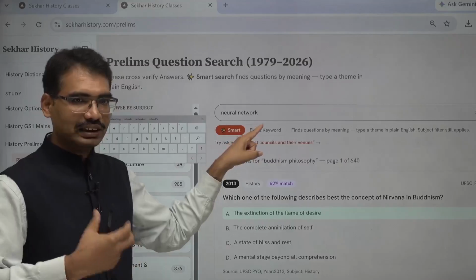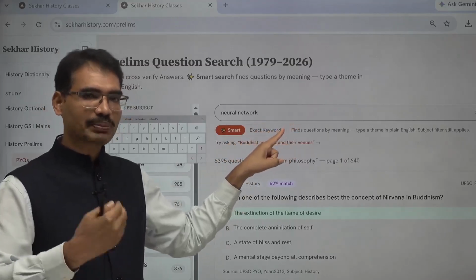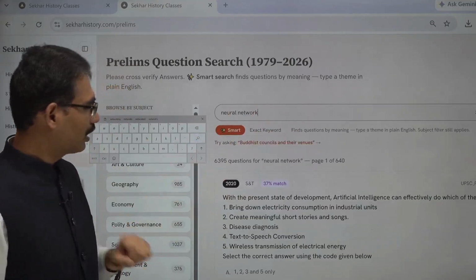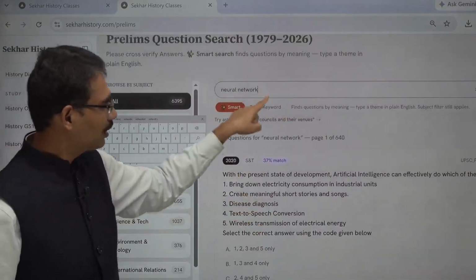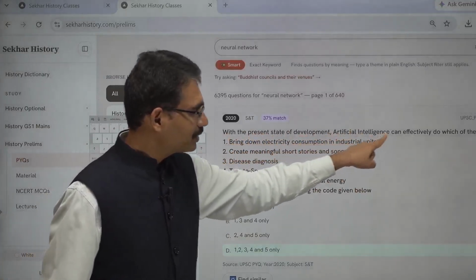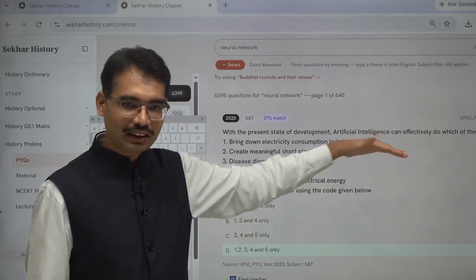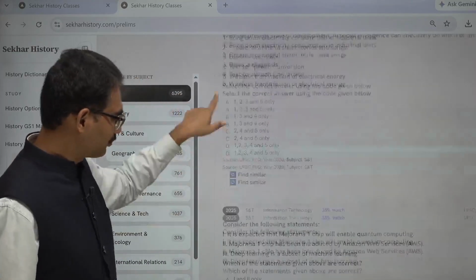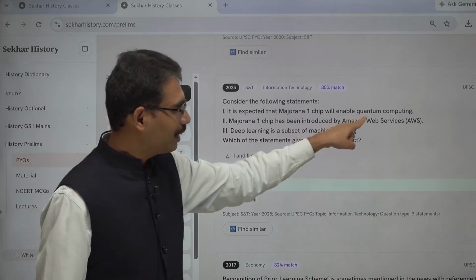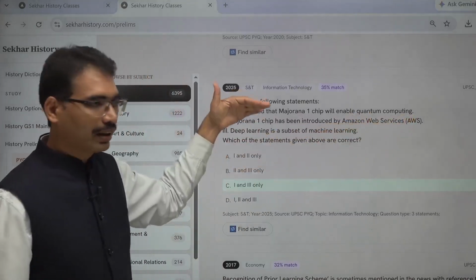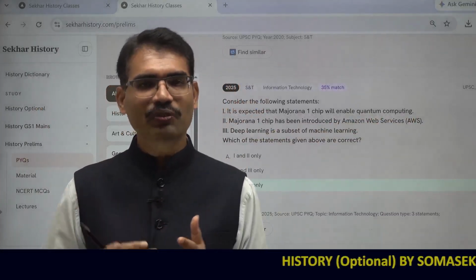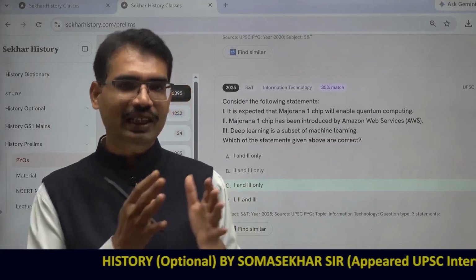Let us see. The percentage match may be low because those questions may not exactly contain these words, but the topics which are associated with this, they are going to come. Now you see this 37% match, neural network. You see exactly the question: With the present state of development, artificial intelligence can effectively do. You see exactly an artificial intelligence related 2020 question. Another one, 2025, this year only: It is expected that Majorana 1 chip will enable quantum computing. So this is how smart search is something like the way we think. Even though the exact word will not match the question, it still understands the context.